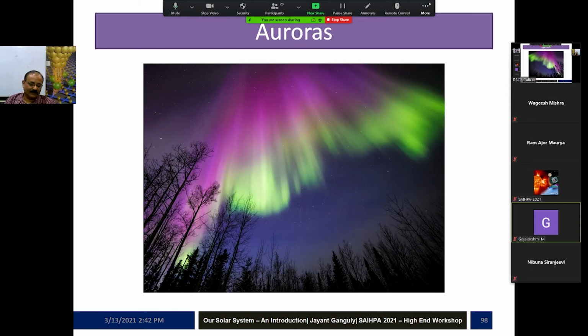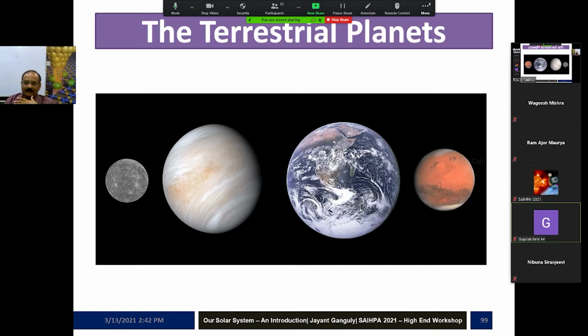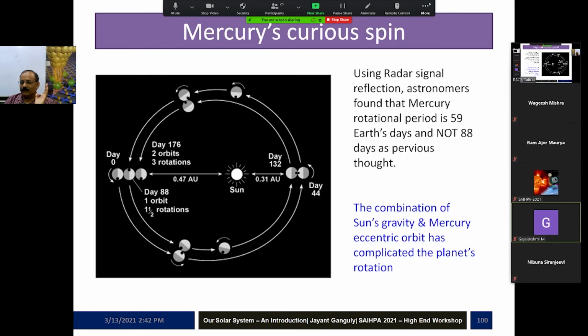I will move a bit faster because the time is not there to explain much. Now, as I was telling, when we saw the density, we saw that there are two classifications. One is the terrestrial classification: Mercury, Venus, Earth and Mars, that is one group of planets, and then we have the Jovian, which we will discuss. So the first thing people started thinking about is Mercury's curious spin.